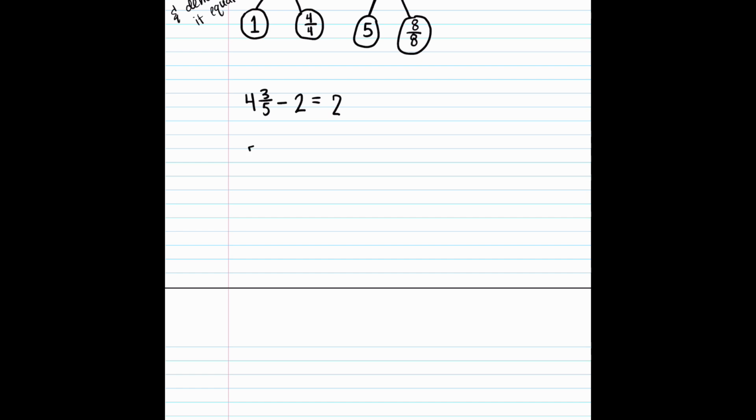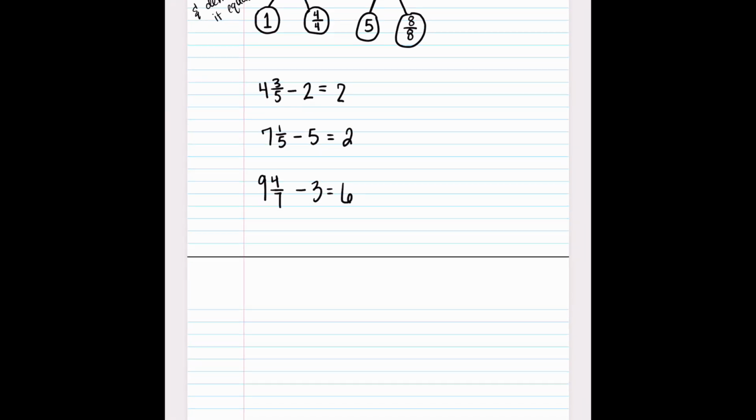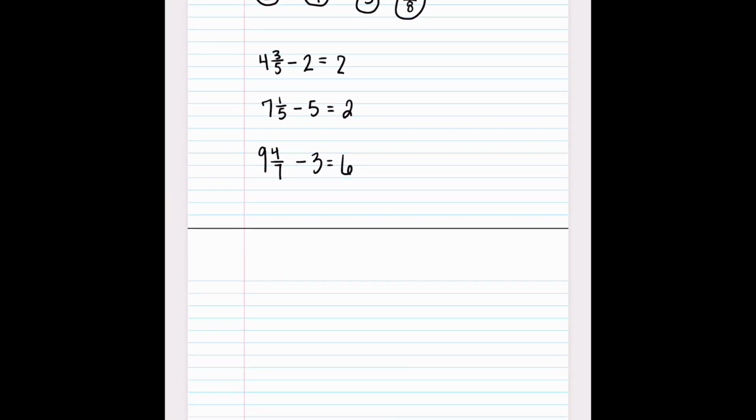Okay, let me do another one. 7 1/5 minus 5. Well, 7 minus 5 is 2. The answer is also 2 1/5. 9 4/7 minus 3. 9 minus 3 is 6. So there's our answer here. Okay, so those with a mixed number minus a whole number, those are pretty easy. I mean, there's really nothing else that you need to do.